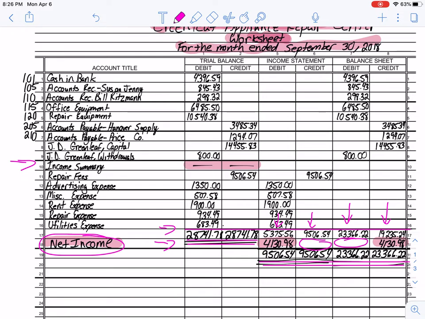After you've added the 4,130.98 to the 5,375.56, our balances are equal, which means we're done. So I can draw a double line right here under both, showing that I have completed this.